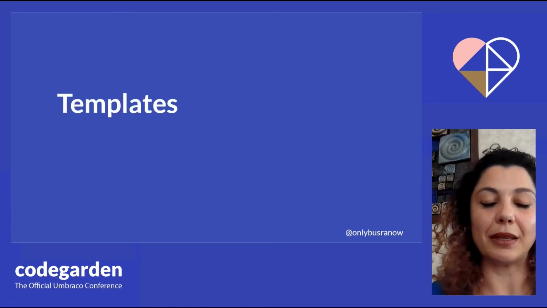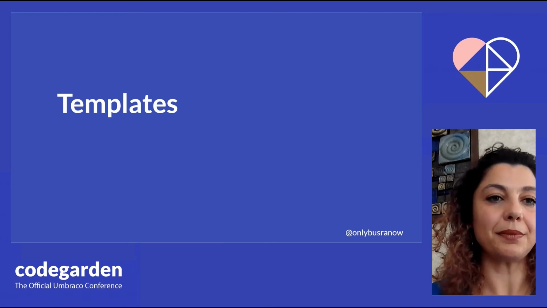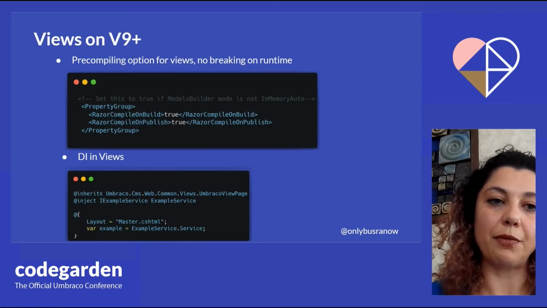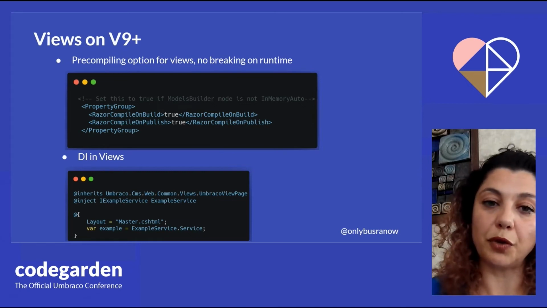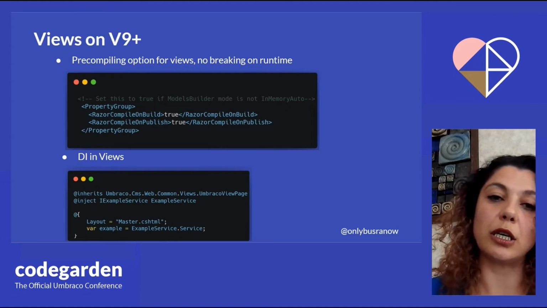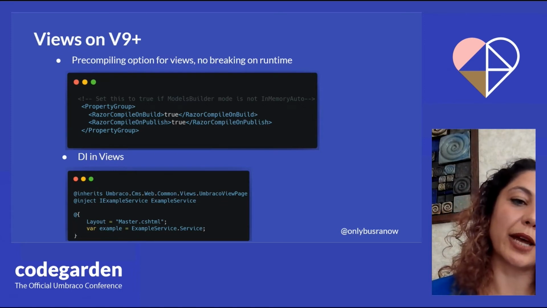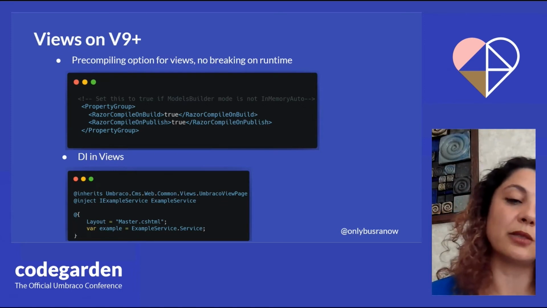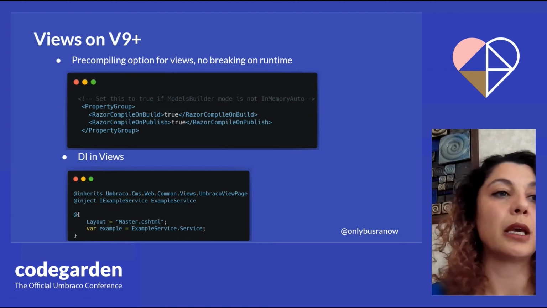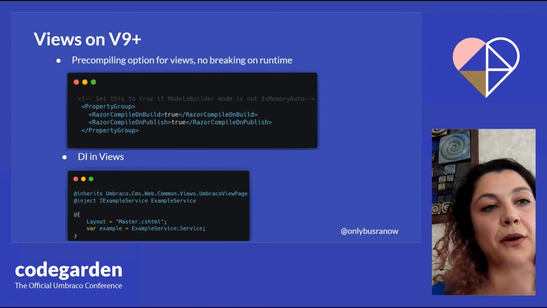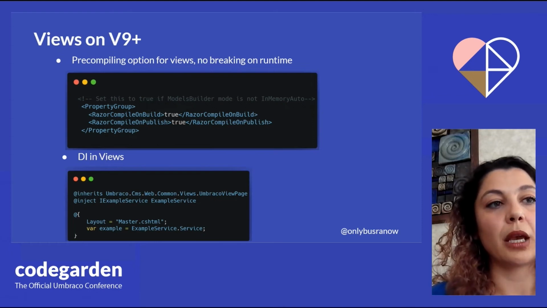Let's check some views and templates. On version 9 and plus, we have a pre-compiling option for views. You can specify this from your csproj, so there is no breaking on runtime, and you can actually use dependency injection in your views. So you create your service and register it in Startup or Composer.